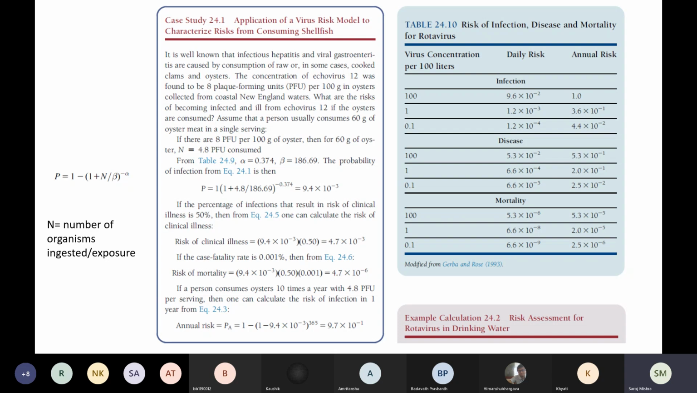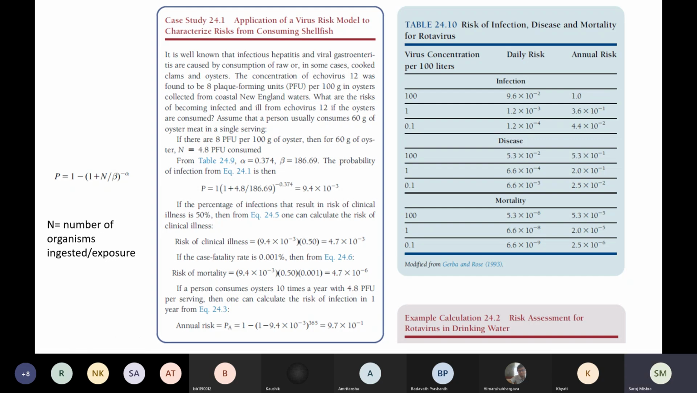And what was found is that it contains, on an average, 8 plaque forming units, which is nothing but the virus particles. So there are 8 viral particles per 100 gram in oysters collected from some particular site. So the question is, what is the risk of becoming infected and ill from this virus if the oysters are consumed? Assume that a person usually consumes 60 gram of oyster meat in a single serving.